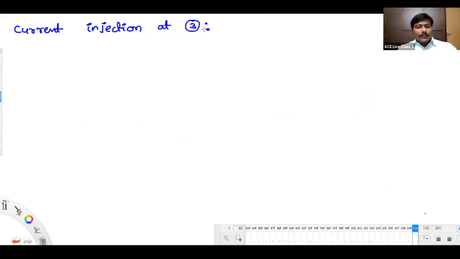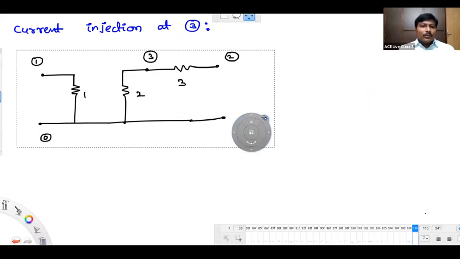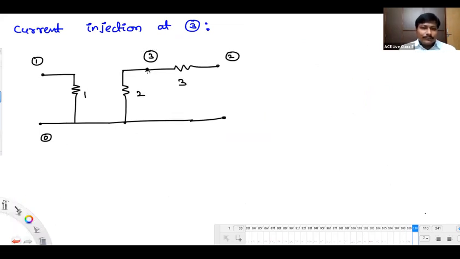Node number 3. Let me copy this diagram. You have to keep current at node 3. Kindly observe this one. This is I3 current now. And you observe now, this I3 current is injected here. And it will attempt to flow in this direction with 3 per unit, but you have open.